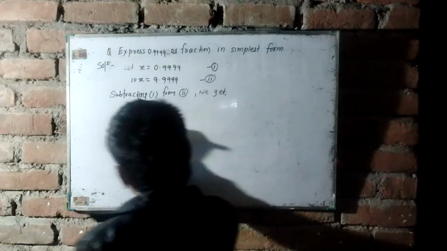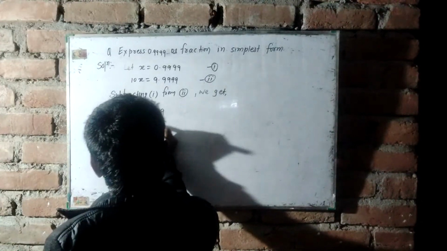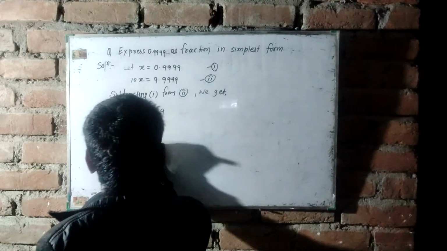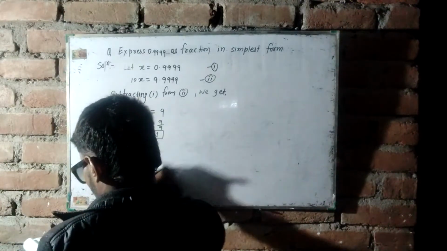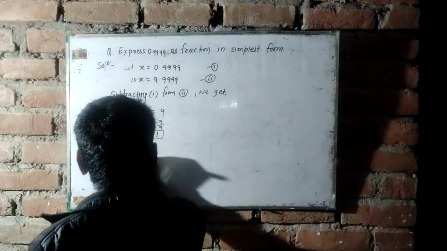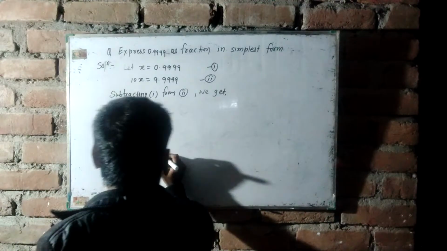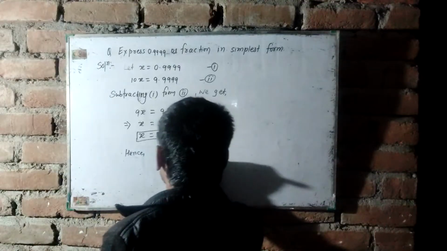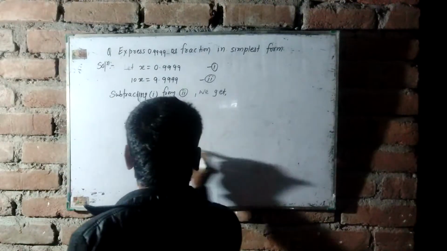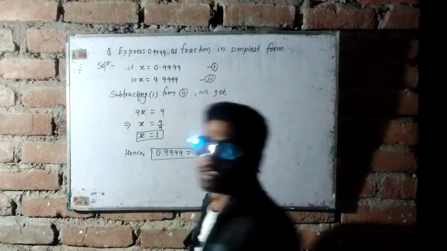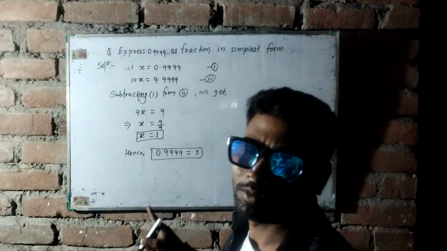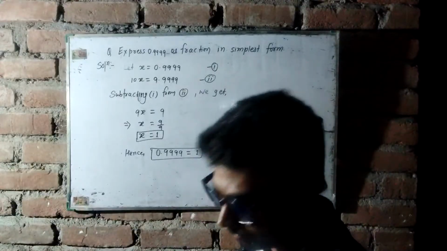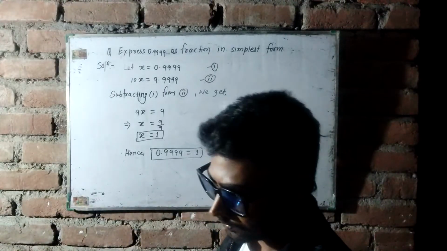Okay? That implies that x is equal to 9 upon 9. Hence x is equal to 1. Hence 0.9999 repeating is equal to 1. This is the required answer. Now let's go ahead to the next question.